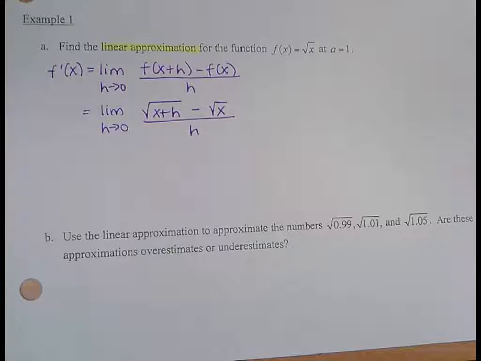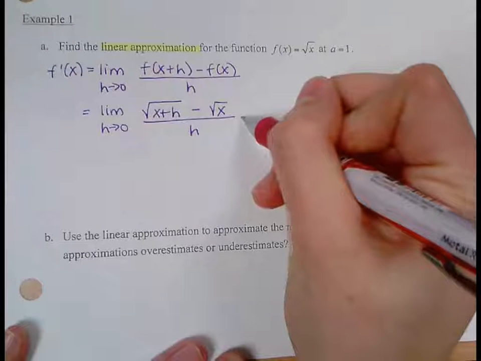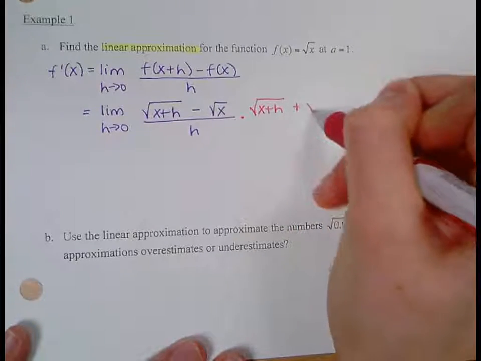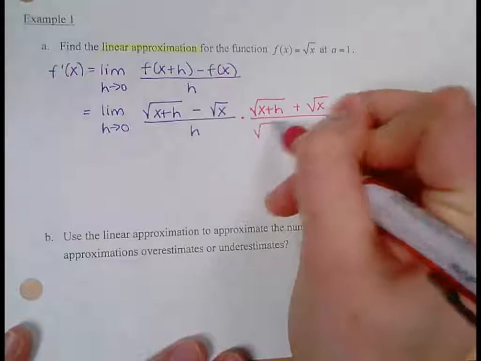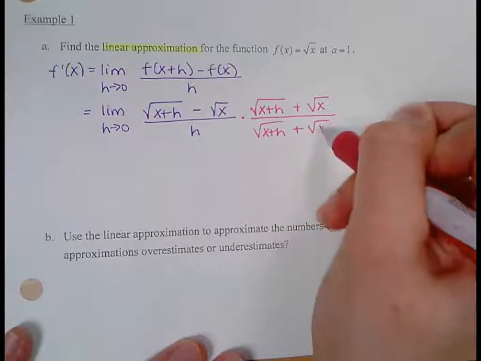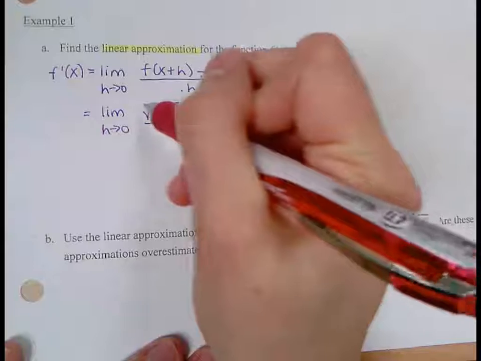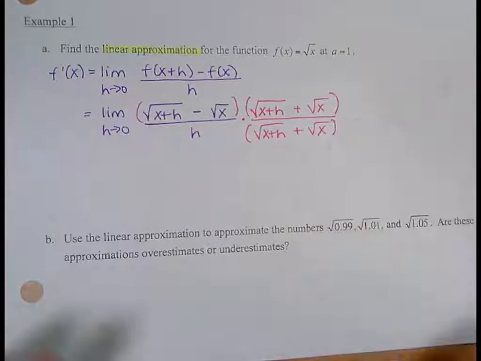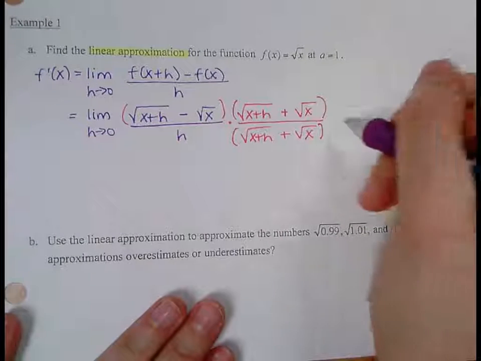And how do you evaluate that limit? Yes, multiply by the conjugate. So square root of x plus h plus the square root of x. And remember, this is on top. It's really FOILed, although your outer and inside terms will cancel out. And then don't distribute on the bottom. Just leave it in factor form. You're only trying to simplify the top.